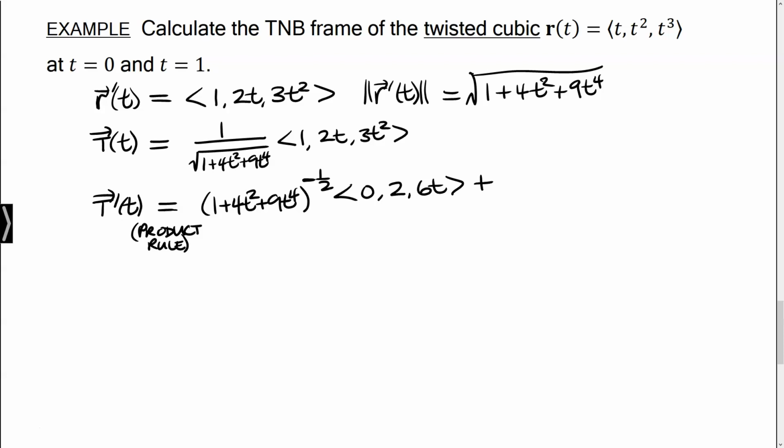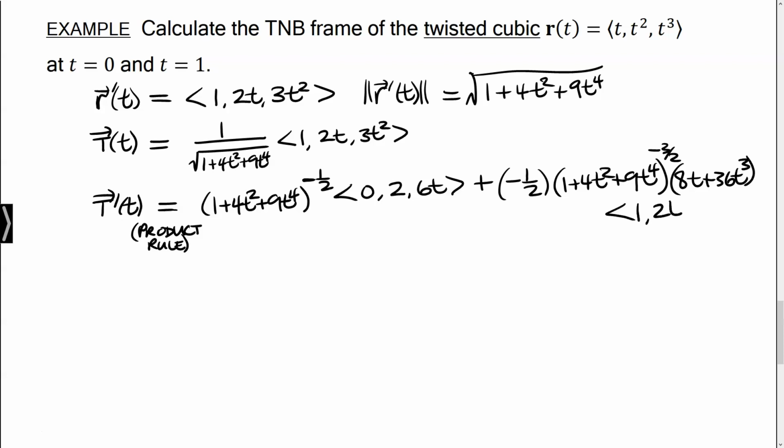Let's do the derivative of the first first. So we have to differentiate this thing to the minus 1/2. So it's going to be minus 1/2 of all of this stuff to the minus 3/2 times the derivative of what's inside, which is 8t plus 36t to the third power, times the 1, 2t, 3t squared.